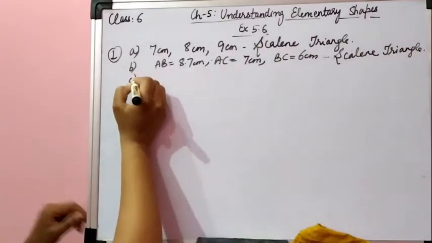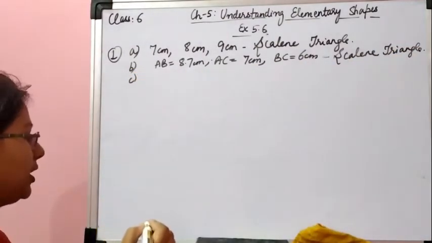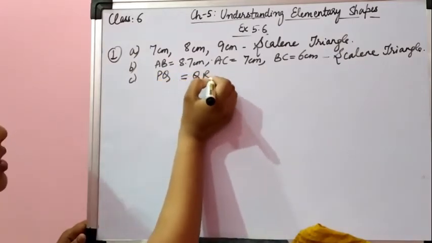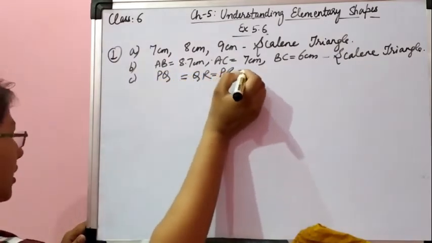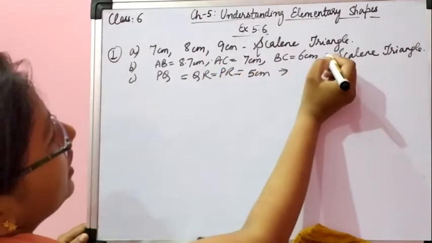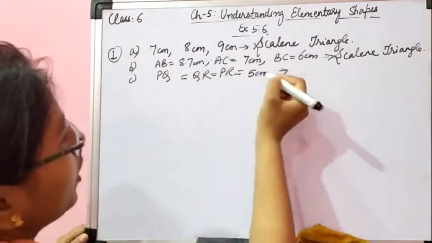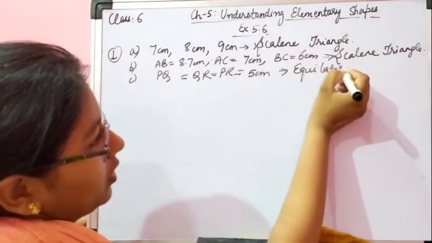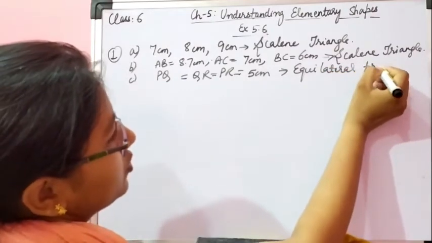Now next is C part, a triangle PQR. In this PQ is equal to QR is equal to PR, which is equal to 5 centimeters. Means all 3 are equal. So this is the first one, equilateral triangle.